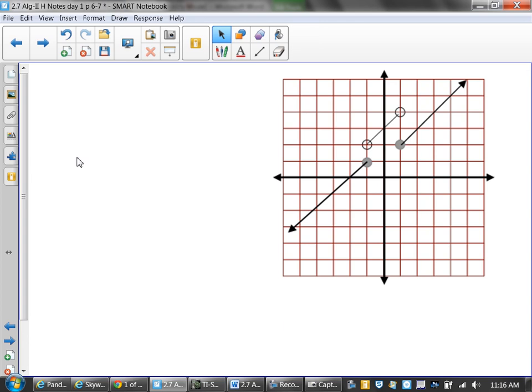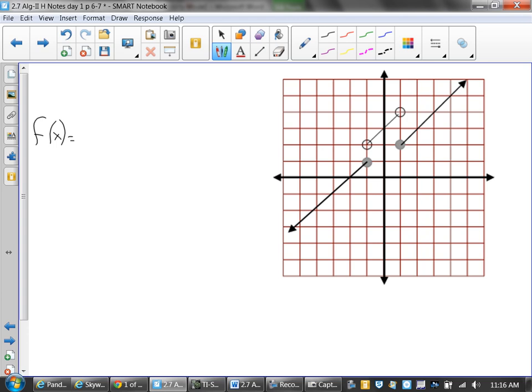How many different lines are there on this grid? Three of them. So we start out the same way: f of x equals, and we have three values, x, x, and x.